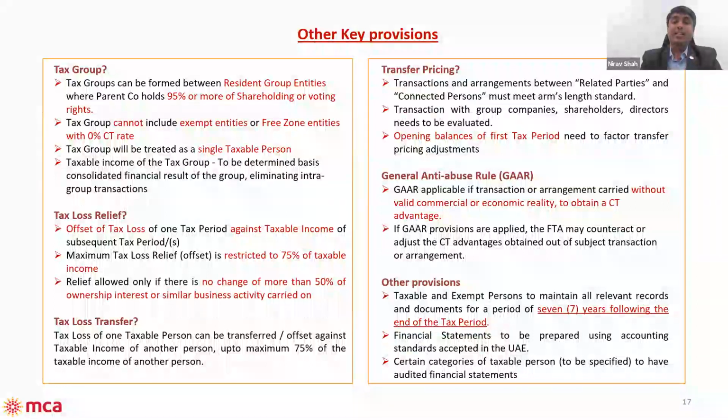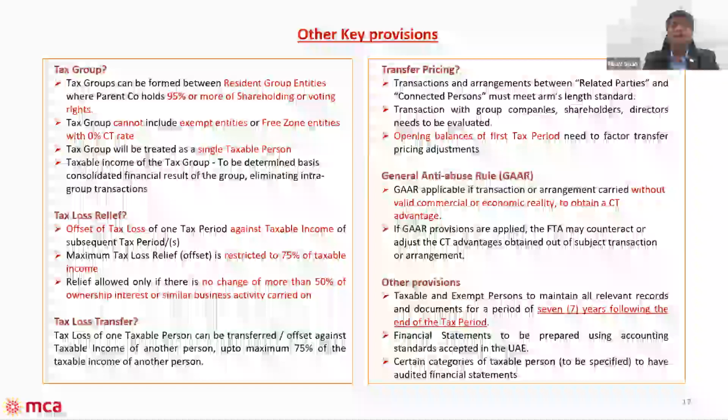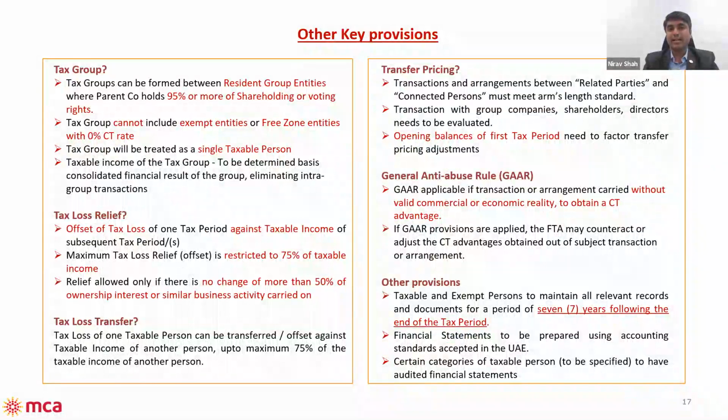I referred to the earlier transfer pricing provisions when we discussed the tax group. Now, what are those provisions? Basically, it says that if you're a group of companies, then any transaction between your group companies, or any transaction relating to a shareholder or director, needs to be at arm's length. What is the meaning of arm's length? In a general sense, it is nothing but a price or a value at which the transaction will happen with a third party.